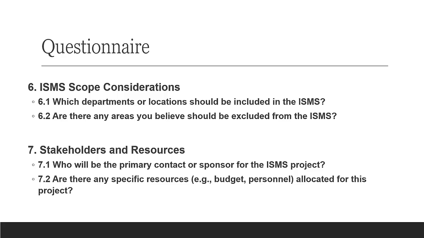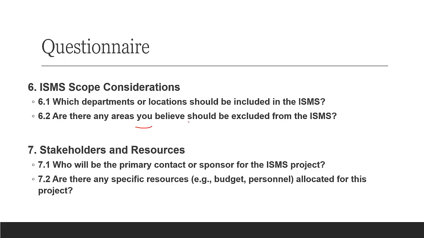Defining which departments or locations are included in the ISMS ensures that all critical areas are covered while avoiding unnecessary inclusion. This helps in focusing resources where they are needed. And we have to see, is there any area you believe should be excluded from the ISMS? So we ask for the justification. If they say, okay, this branch should be removed, I will ask for justification. Excluding certain areas from the ISMS scope can reduce complexity and cost. This question helps to identify areas that may not be relevant to information security management, because if you add more elements to the scope, the cost will also be higher.